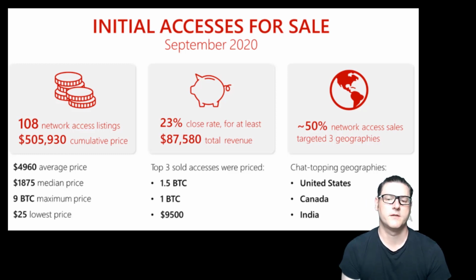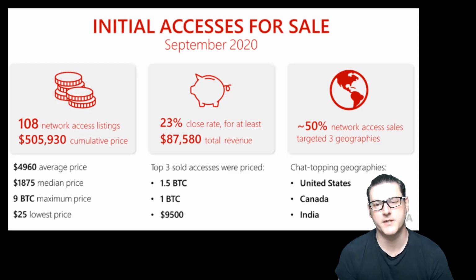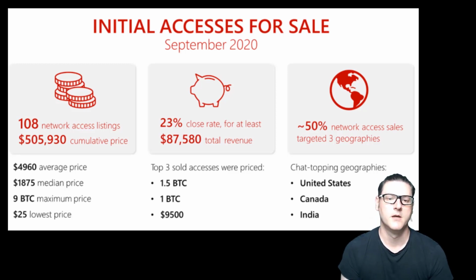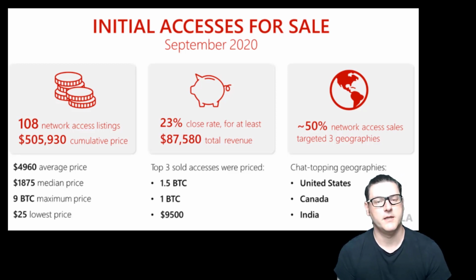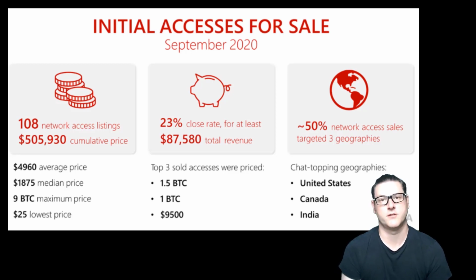Chart-topping geographies is interesting as well. The United States is usually the top of just about everything, because there are so many endpoints within those areas as well. But it's globally distributed too. You can get compromised accesses from almost every region in the globe. How do they get them? Information-stealing malware is usually a good way to do that, to harvest those credentials en masse, batch them up and just sell them.